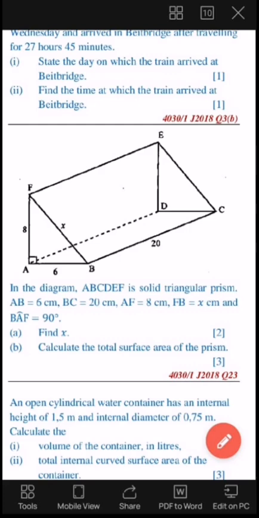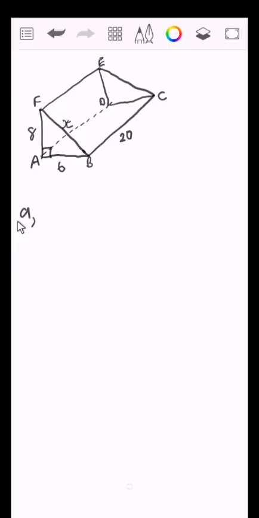AB is equal to 6 centimeters, BC is equal to 20 centimeters, AF is equal to 8 centimeters, FB is equal to X centimeters, BAF is equal to 90 degrees. Find X, look at A. A iruda kuti tite find X.